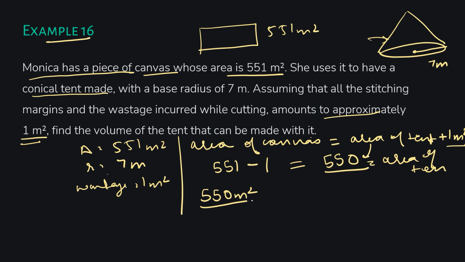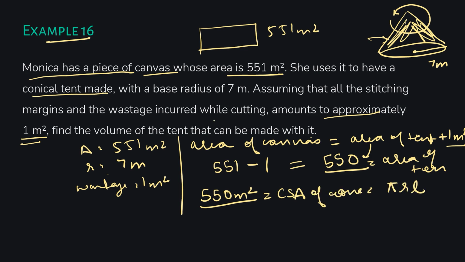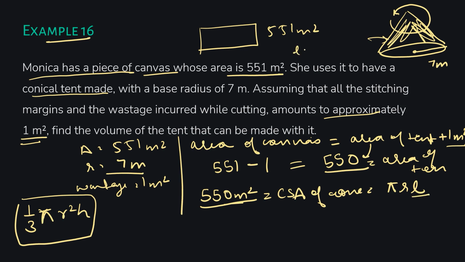Now we know that this area would amount to the CSA of the cone, that is the curved surface area of the cone, only the outer part. So this is equal to CSA of cone, and we know the CSA of cone is given as pi r L. First we have to find the volume of tent, right? So let us see what we have to take out. By 1 by 3 pi r squared h. Now we need R, we have R, we need H, but we do not have H. So we'll find out the slant height by using this formula, and then we'll further find out the height by using the formula of slant height. That is L is equal to under root R square plus H square, right?